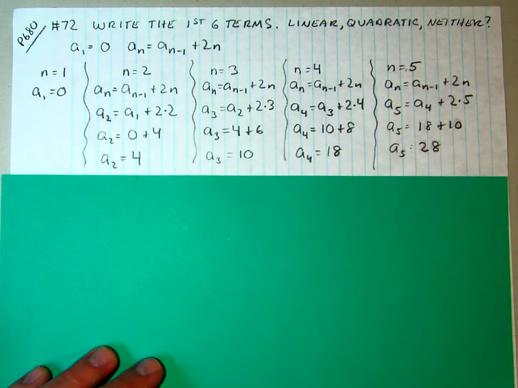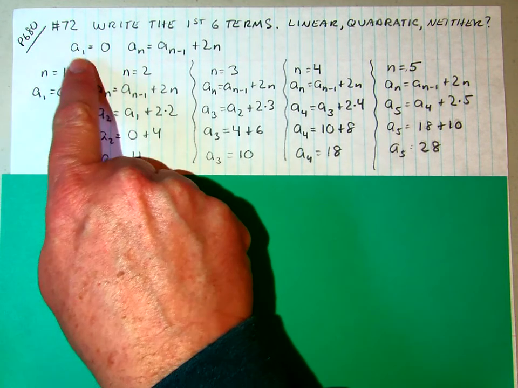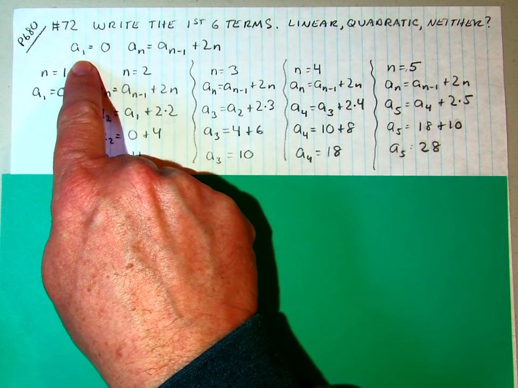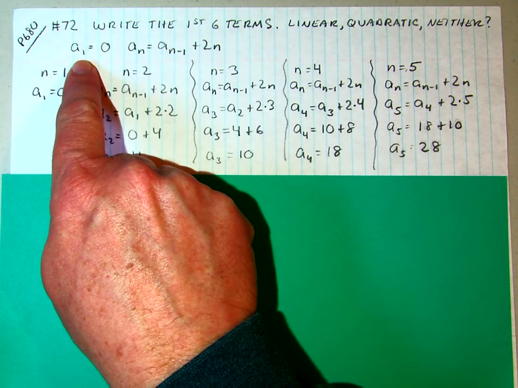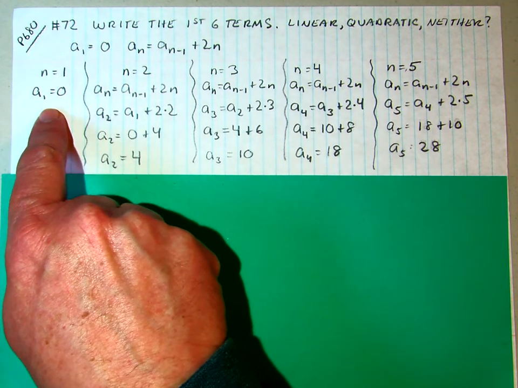Comparing this to the previous example, we are beginning with a sub 1 as opposed to an a sub 0. They're specifically telling us that. So when n is 1, a sub 1 is equal to 0.